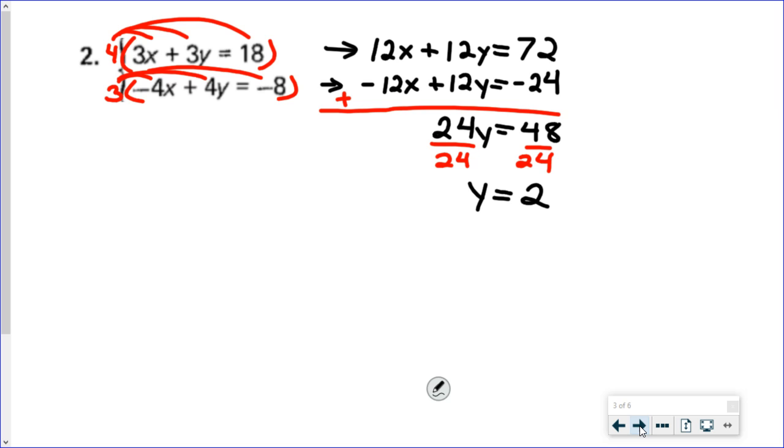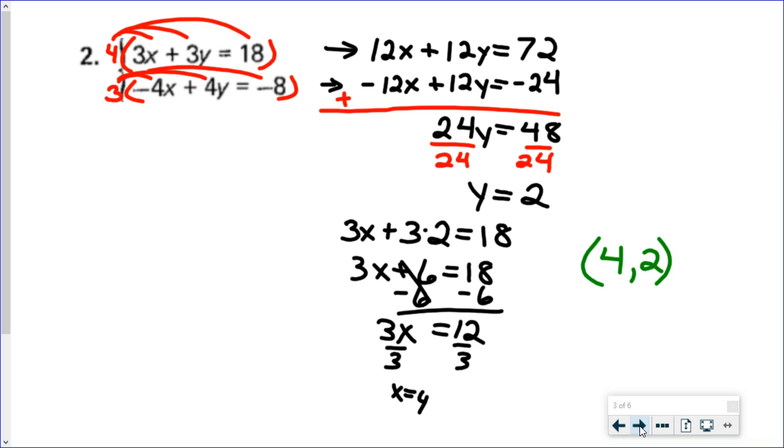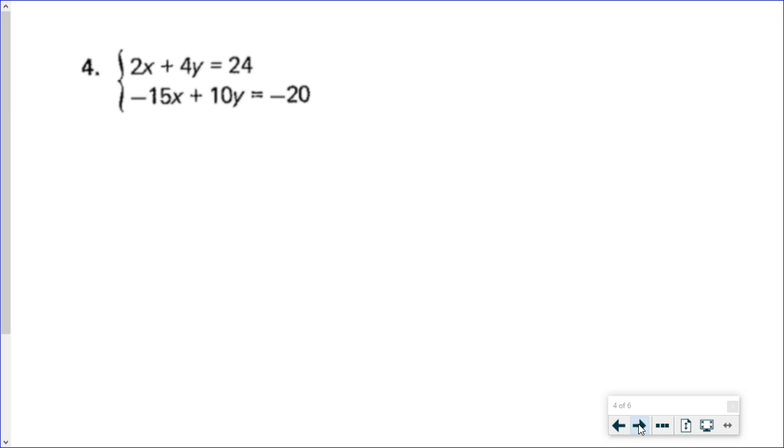Okay, now remember that's y, and I go back to my original equation, 3x plus 3 times y, which is 2, is 18. And now you guys are getting really good at watching me solve equations. Hopefully I don't make any mistakes. And I get x equaling 4. Oops, that's a 4. Okay? Ordered pair x, comma, y. Those are kind of the longest ones you're going to have to do. Sorry.